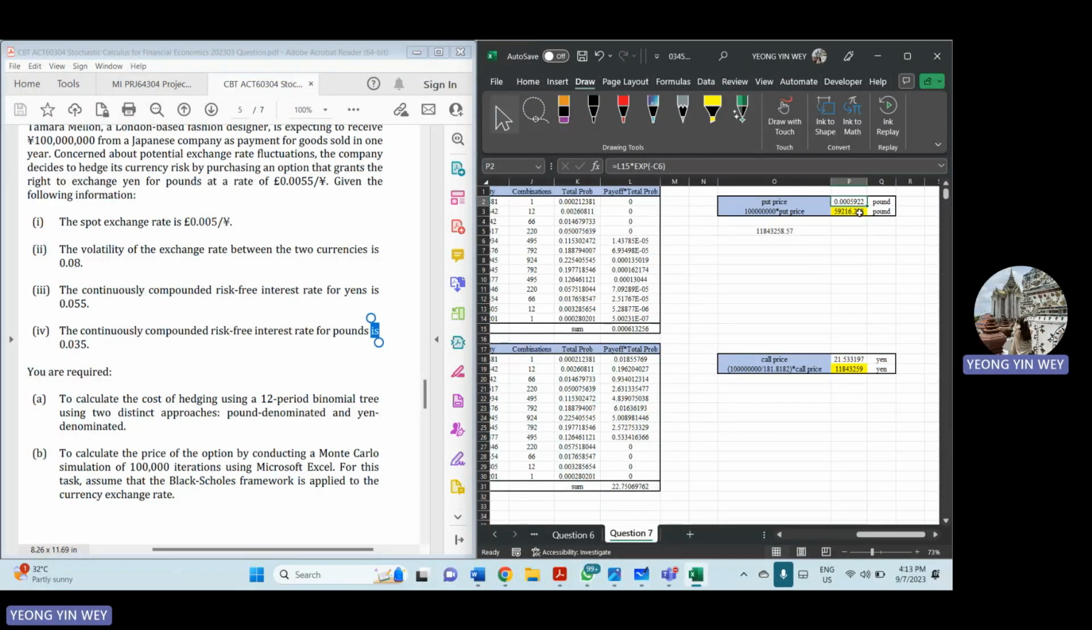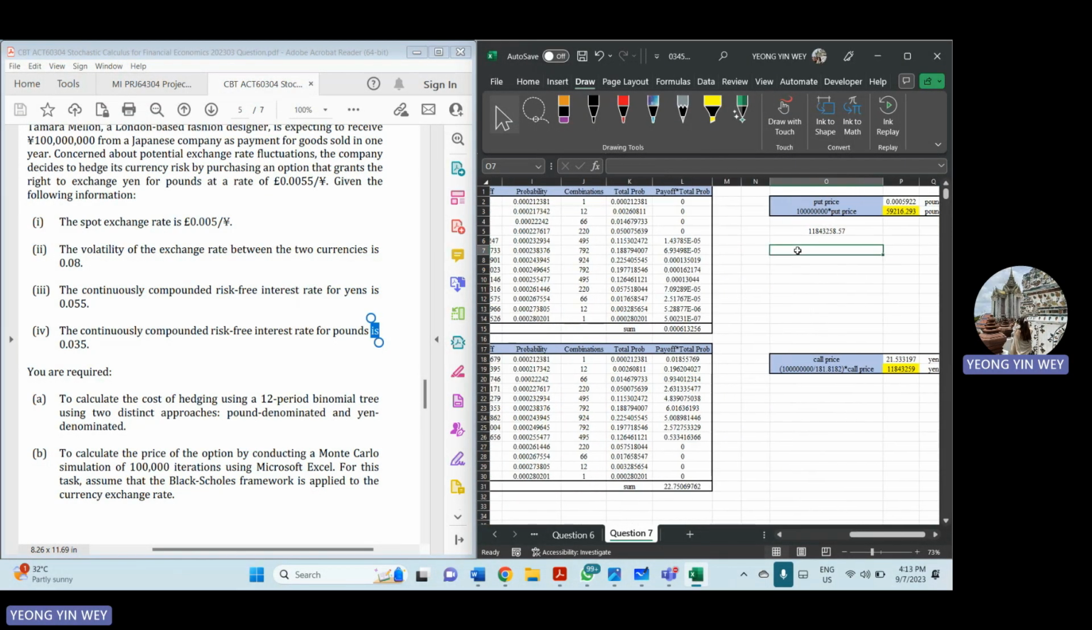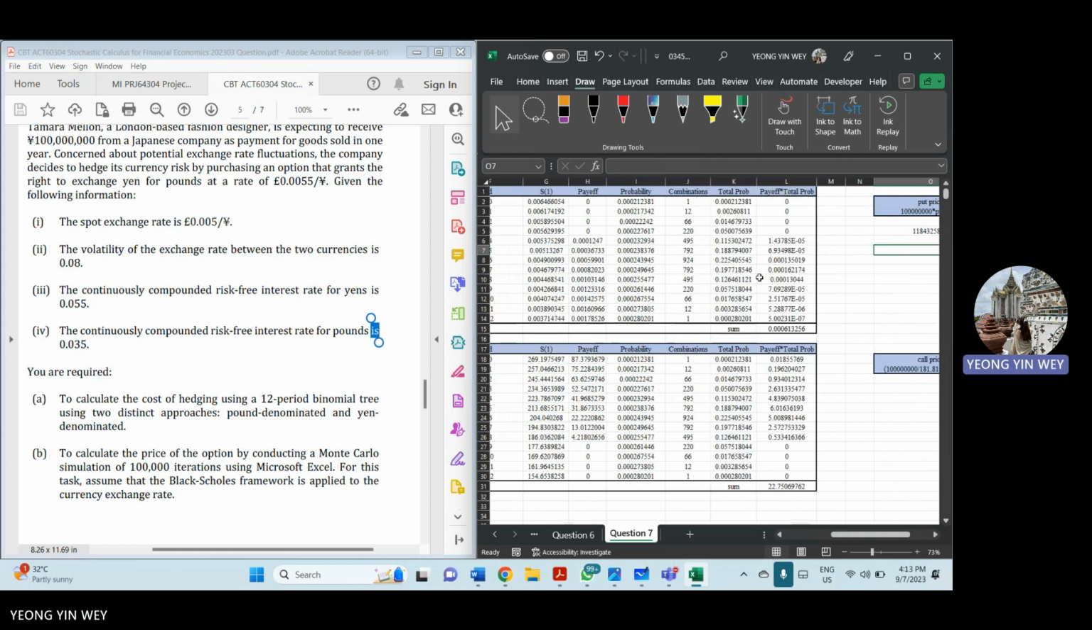0.000592 pound per yen, and we now have 100 million yen. That's why we will times 100 million times the put price, which equals 59216.293 pound per 100 million yen.